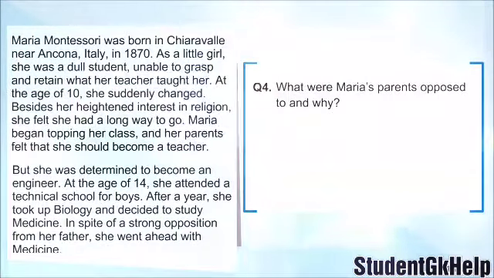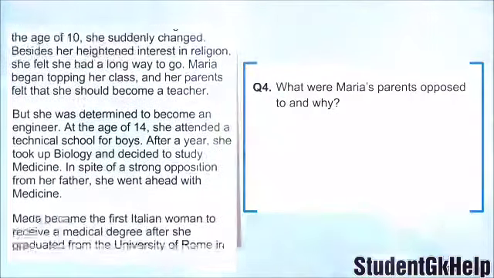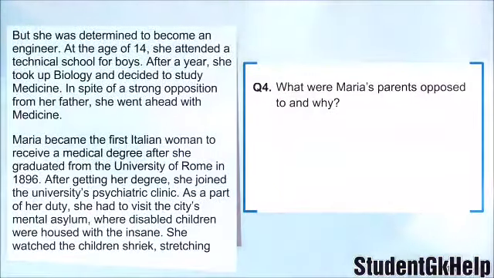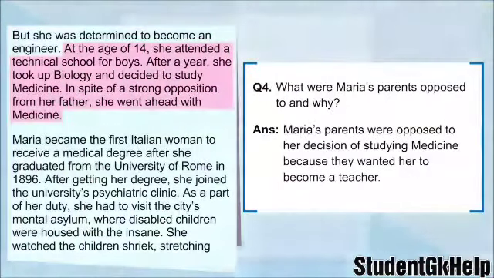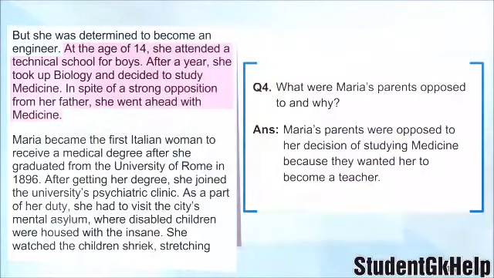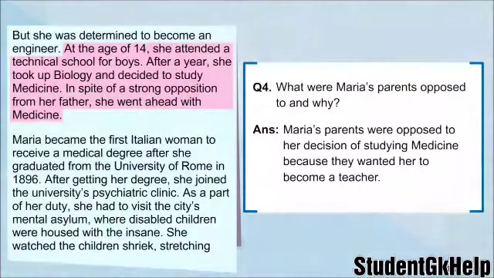The fourth question is, what were Maria's parents opposed to and why? Let's scan the passage to get a related text. In the third paragraph, we find a sentence that relates to her parents' opposition. So this can be used as our answer. What were Maria's parents opposed to and why? Answer: Maria's parents were opposed to her decision of studying medicine because they wanted her to become a teacher.